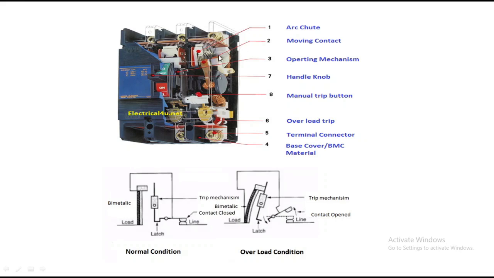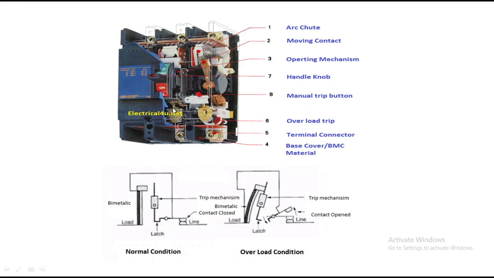This is the moving contact. It will move the breaker contacts. If you don't want the supply, it will automatically operate. Third, the operating mechanism. In this area, the complete operating mechanism is done. Handle knob. Look at this handle knob. Whenever the load current or fault current comes into the circuit, at that time the knob automatically turns off. The operation, we already discussed in the miniature circuit breaker.